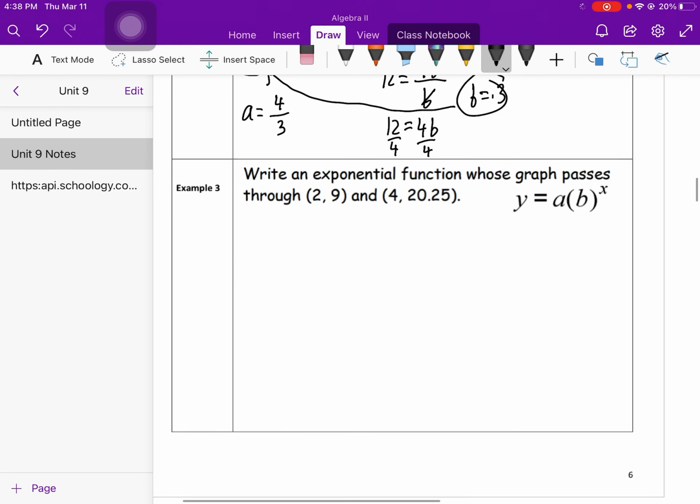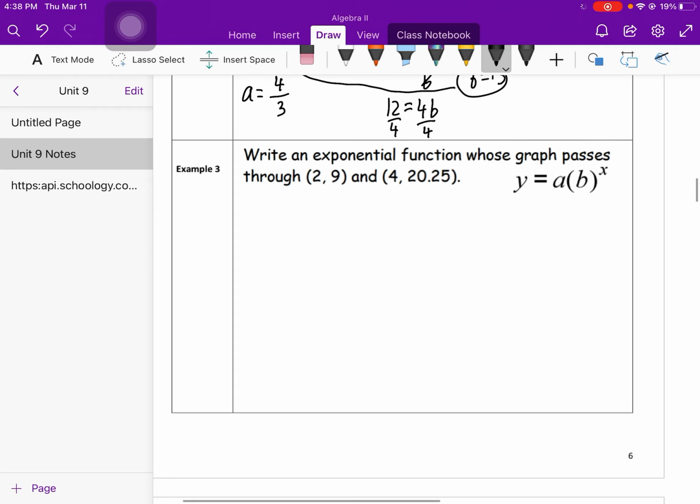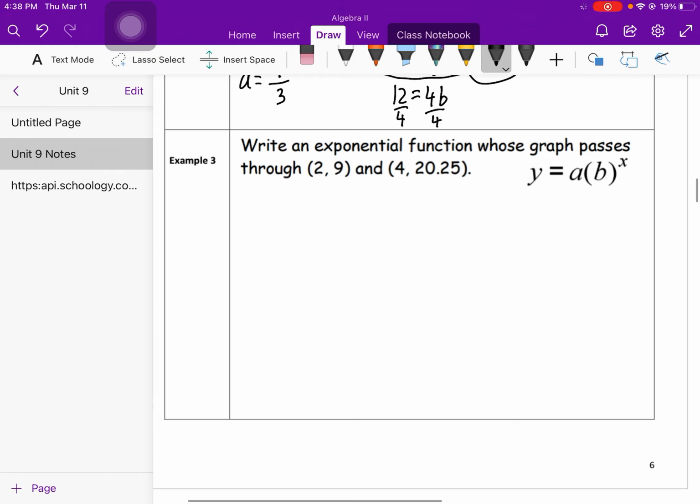All right, time for another one. Write an exponential function whose graph passes through (2, 9) and (4, 20.25). So again, I'm just going to label this as my x1, y1, x2, y2, because I want to do this in 2 separate equations. So the first equation, I'm going to use my x1, y1, so it's going to be 9 equals ab squared.